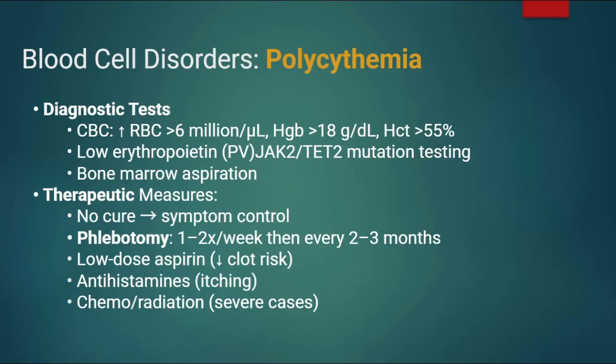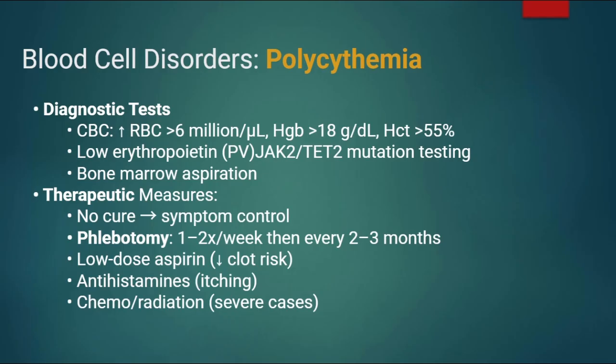To confirm the type of polycythemia, we also look at erythropoietin levels. In polycythemia vera, these levels are low because the bone marrow is producing red cells without being stimulated. Genetic testing for JAK2 or TET2 mutations can confirm PV, since these mutations drive uncontrolled cell growth. Finally, a bone marrow aspiration can reveal overcrowded marrow filled with red cells, white cells, and platelets.